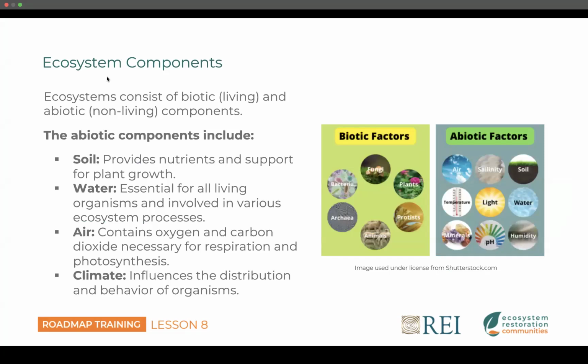So ecosystem components. I talked about ecosystems having both biotic, which are the living components, and the abiotic, which is the non-living components. The abiotic components are things like soil, water, air, climate. And here you can see the abiotic factors over here: air, salinity, soil, water, light, temperature, minerals, pH, humidity. All these things impact what sort of organisms are going to be able to survive.